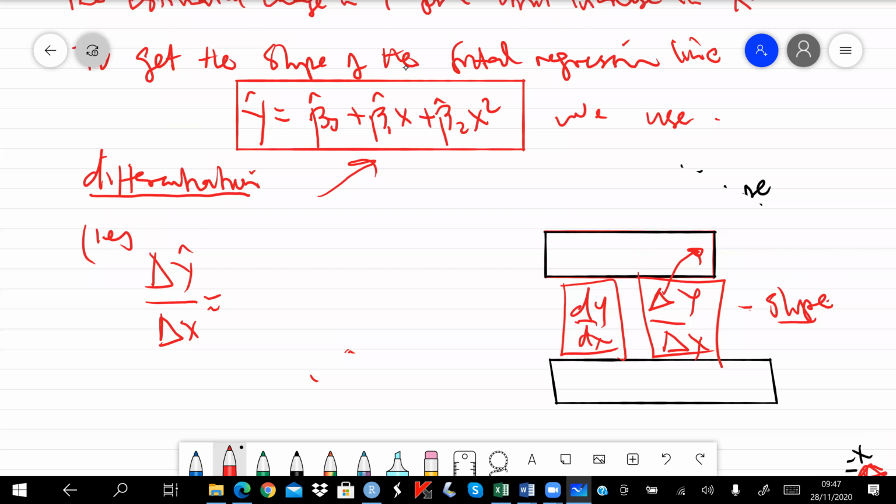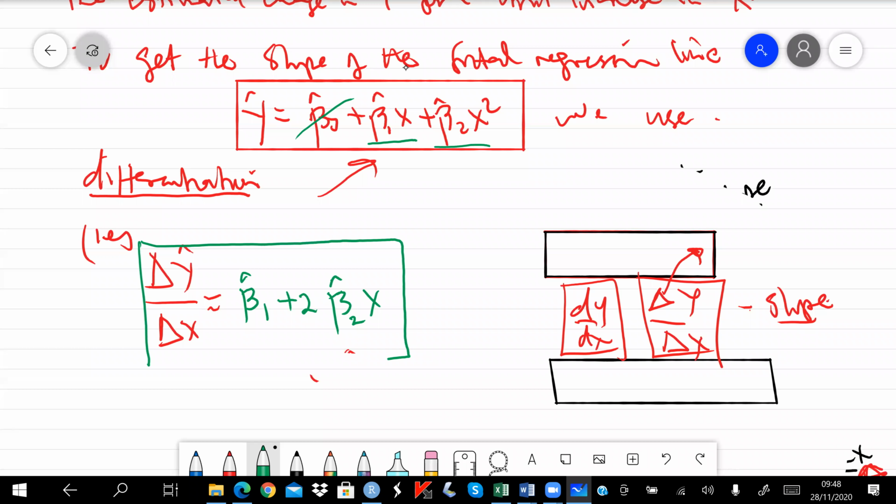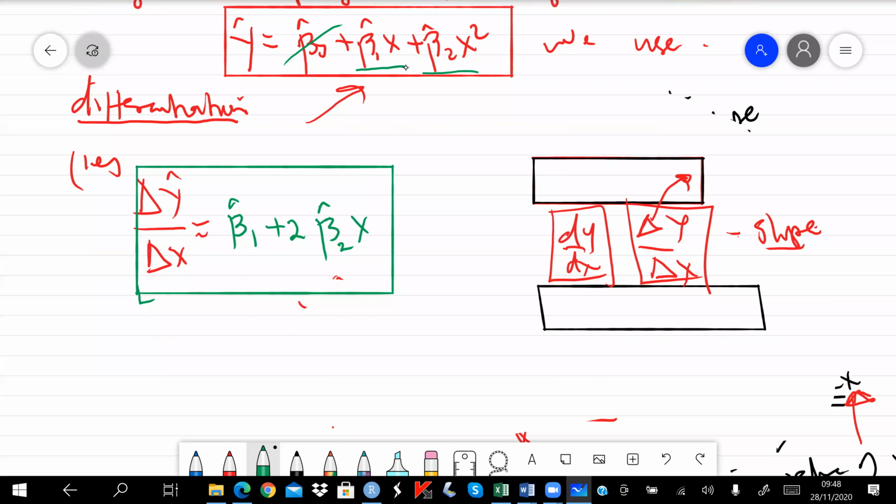The first one will be a constant, so the derivative of a constant is 0. The derivative of this term here will be beta 1. And the derivative of this will be twice beta 2 times x, because we have an x there. So this is the slope. The slope of that function, a quadratic linear model, is given by that. And you see, for you to get the exact value of the slope, you need to be given the values of x.